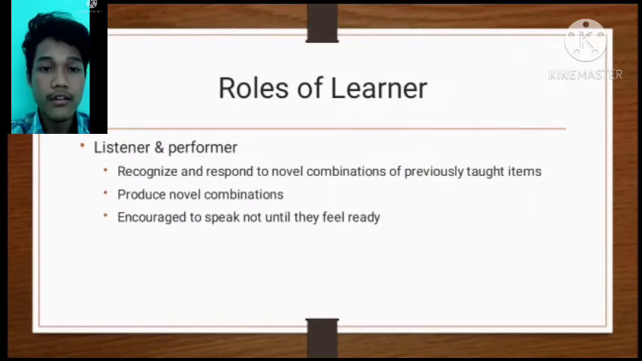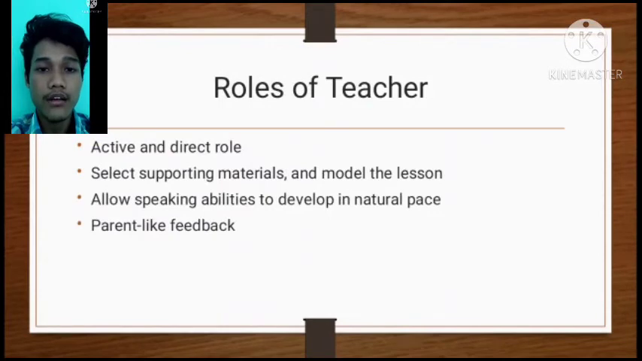Next, roles of the learner: listener and performer. Recognize and respond to novel combinations of previously taught items. Produce novel combinations. Encouraged to speak only when they feel ready. Roles of the teacher: active and direct role. Select supporting materials and model the lesson. Allow speaking abilities to develop at a natural pace, with parent-like feedback.